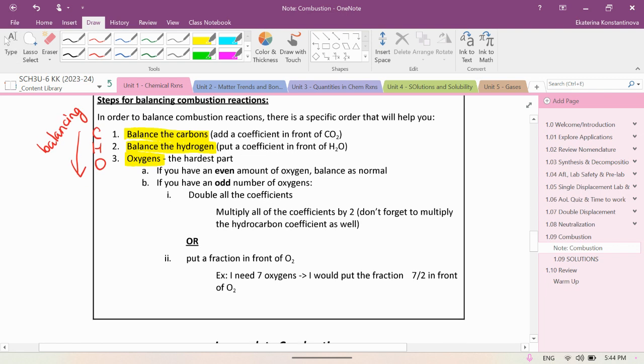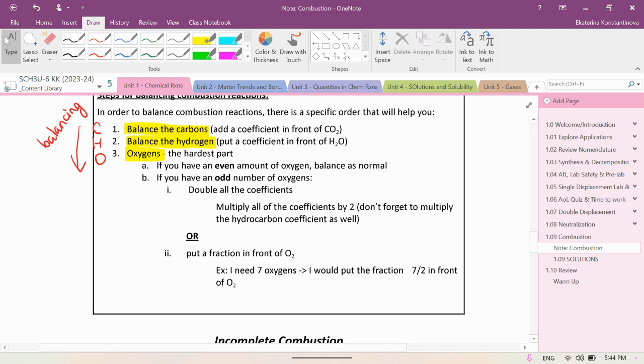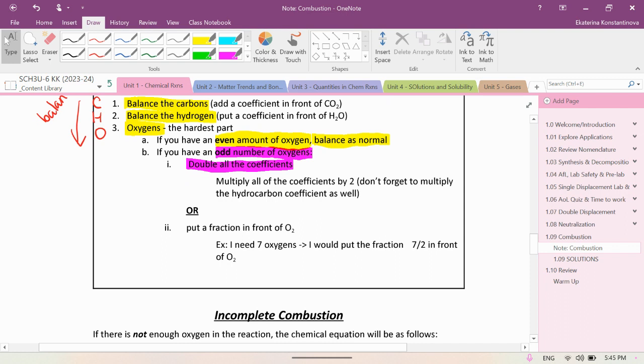So when it comes to oxygen, if you have an even amount of oxygen, you're going to balance as normal. You're going to add a coefficient in front of both reactant and products, and you will be balanced. However, if you have an odd number of oxygens, there are 2 different ways to go about it. Okay, either you can double all the coefficients, meaning you would multiply all the coefficients by 2. And remember, don't forget to multiply the hydrocarbon coefficient as well. Or if you're comfortable with putting a fraction in front of the O2, you can do that.